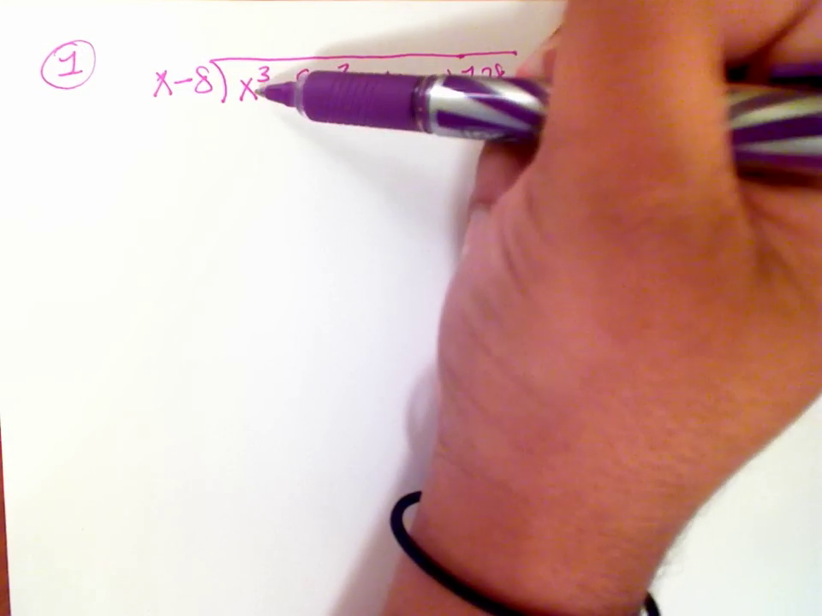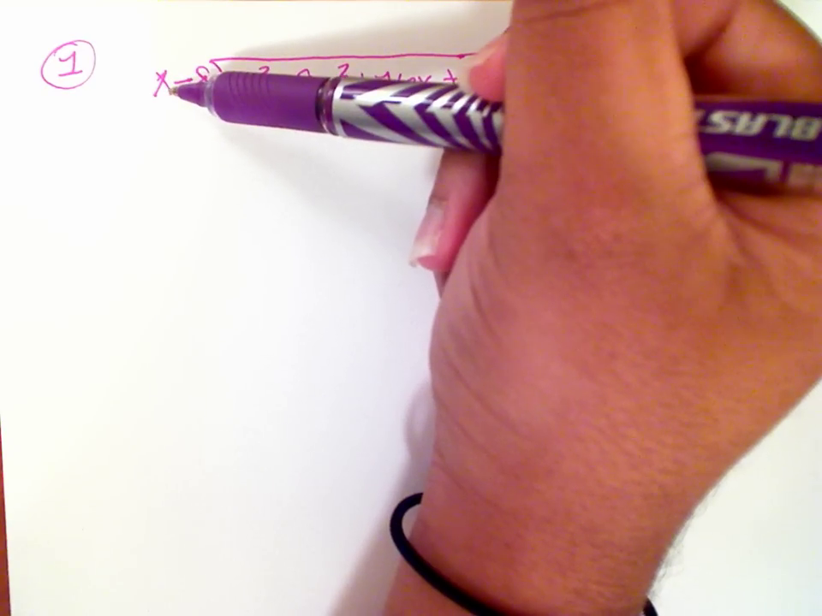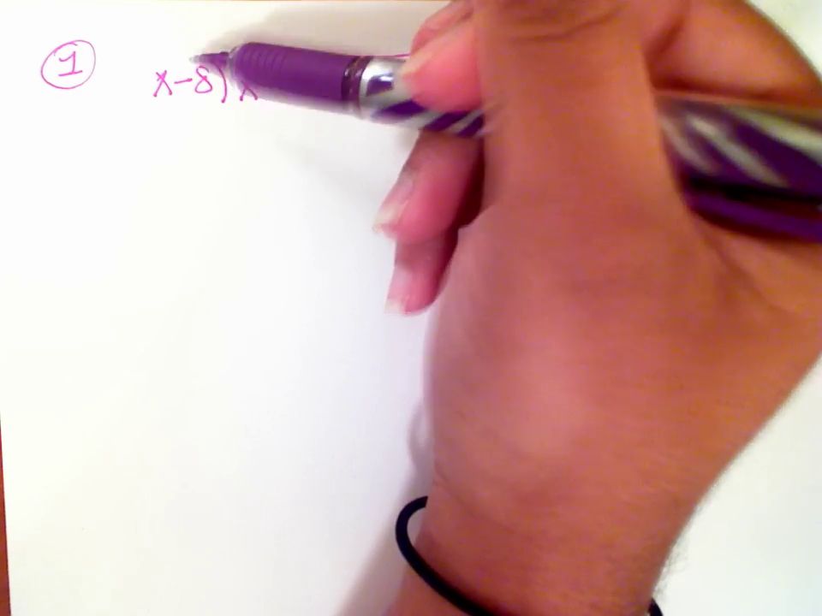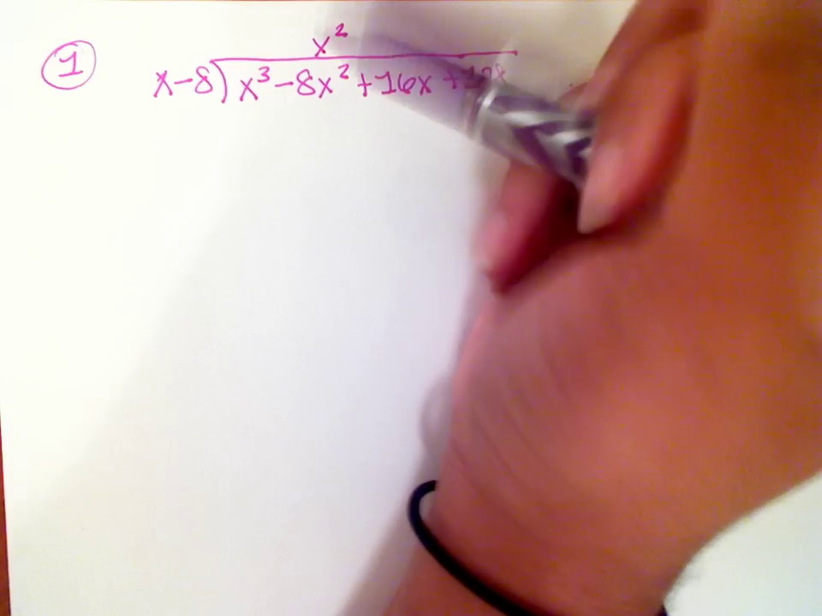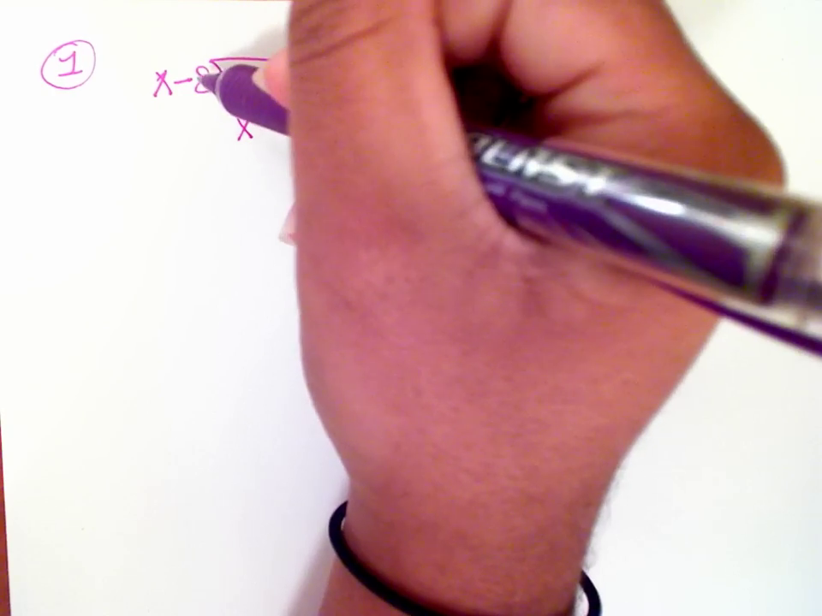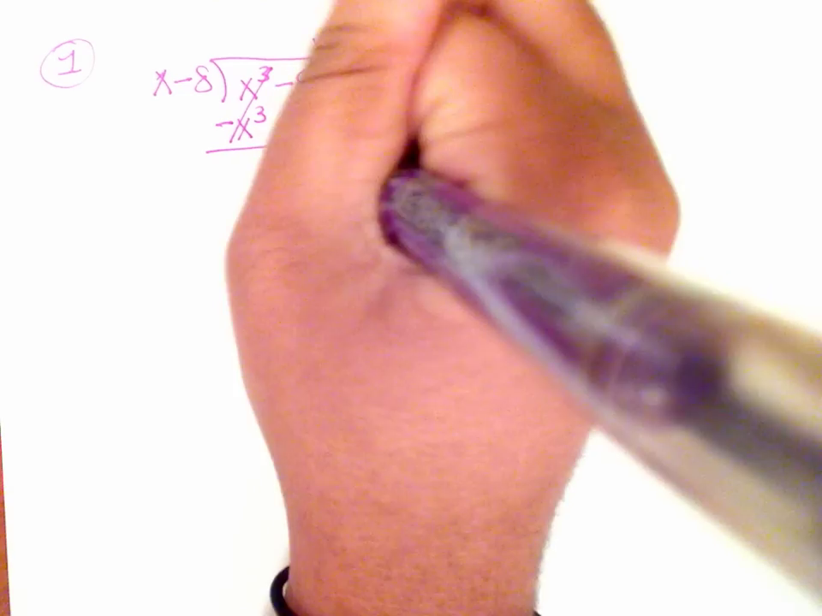Alright, so to start off, we look at our first term here, x cubed, and then we divide it by the first term of our divisor, which is x. So x cubed divided by x gives us x squared. Then that number goes on top. And then we multiply. So x squared times x gives us x cubed. x squared times negative 8 gives us negative 8x squared. Then we draw our line and change both signs. So then those cancel and those cancel. So we get 0x squared, and then we bring down the 16x.